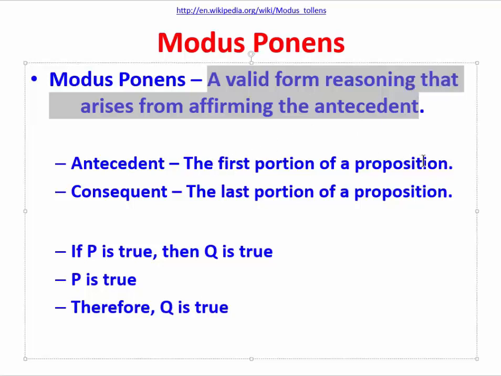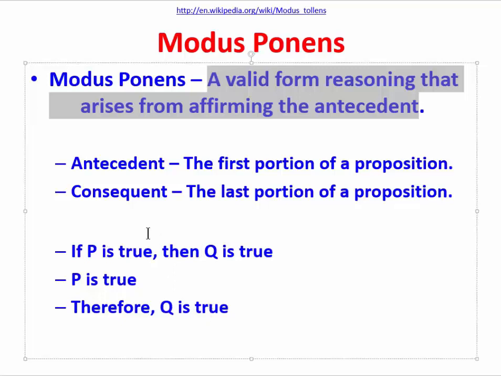Again, the antecedent would be the first portion of a proposition, and the consequent would be the second portion of the proposition. So if P is true, then Q is true. We can affirm the antecedent here, and having affirmed the antecedent, the laws of logic allow us to conclude that Q is true. So if it rains, then the street is wet. It rains, P, therefore Q, the street is wet. This is not a particularly exciting form of logic, but it is one that is valid. If P, then Q, P, therefore Q.